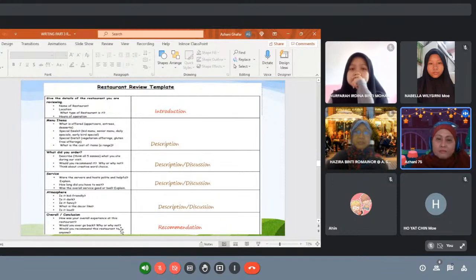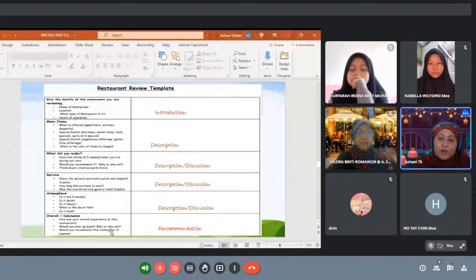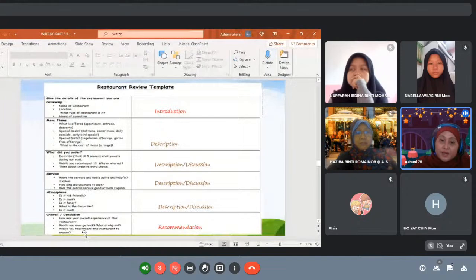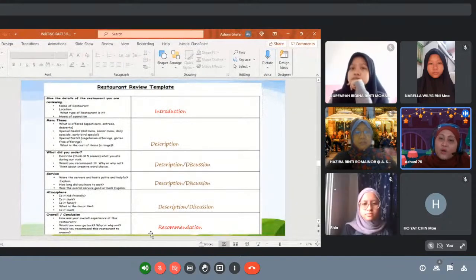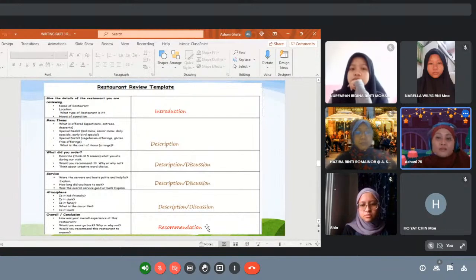And lastly, sorry, overall or conclusion, which is where you should have your recommendation basically. How was your overall experience at this restaurant? Would you ever go back? Why or why not? Would you recommend this restaurant to anyone? So this is basically the last one. The last one is important. Your recommendation. Do you want to spread the word, good or bad words about the restaurant? So that would be recommendation.